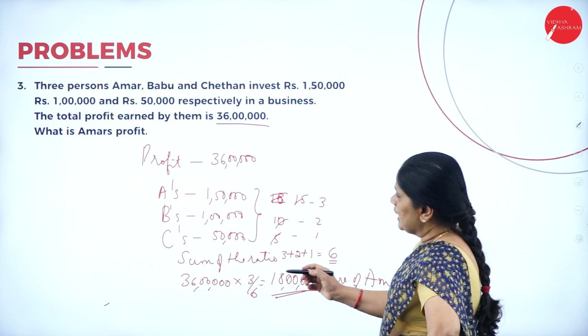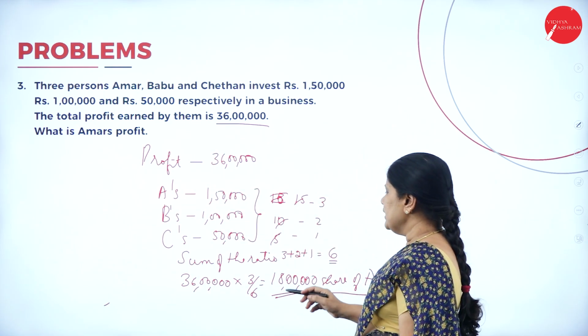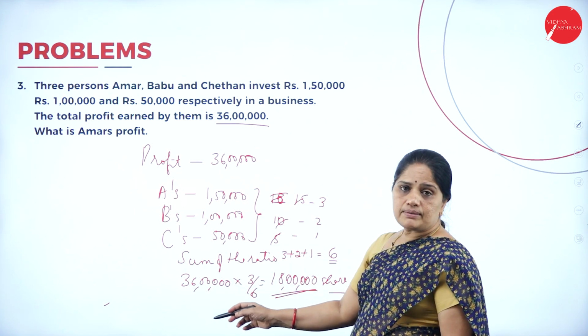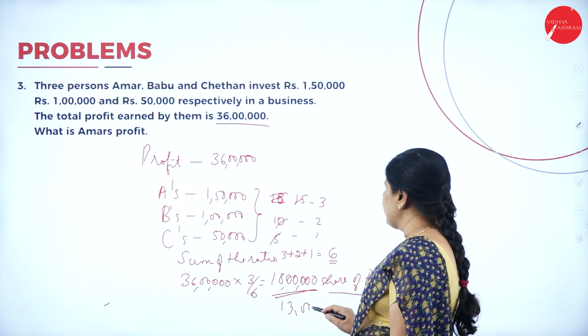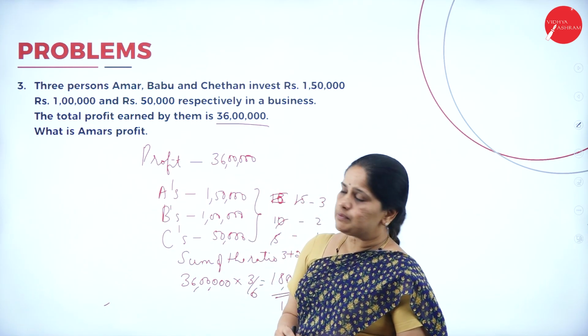Now, if we can see here, Babu's profit will be 2 by 6, so 1/3 of that. So it comes up to 12 lakhs. Then the remaining profit will be of C. Now let us go to the next problem.